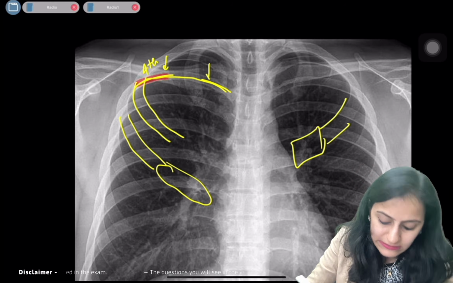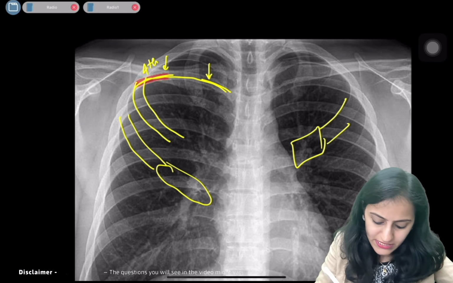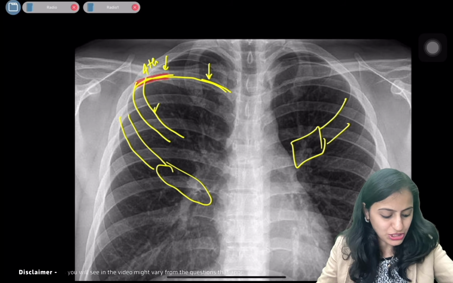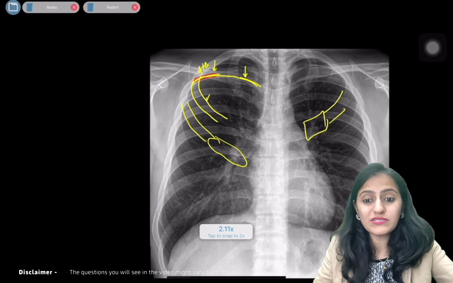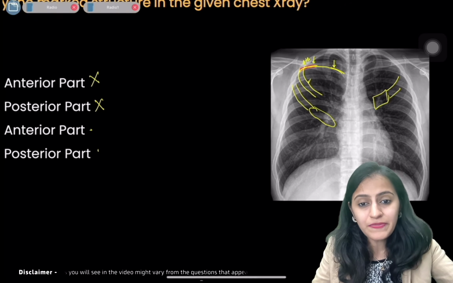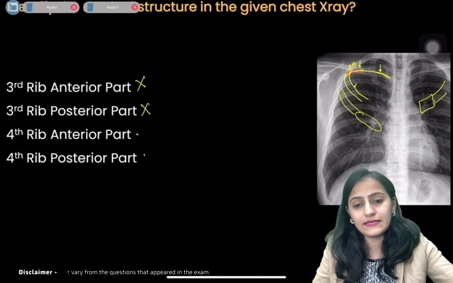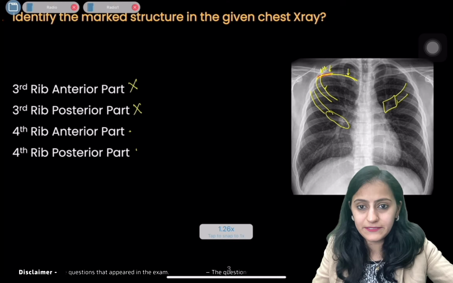If it was here, it would be very easy, this is posterior. If it was here, it would be easy, this is anterior. This is ideally the junction. So this is fourth rib posterior end is what I would call it, particularly the junction of the posterior and anterior end. And I hope the concept is clear here, right?